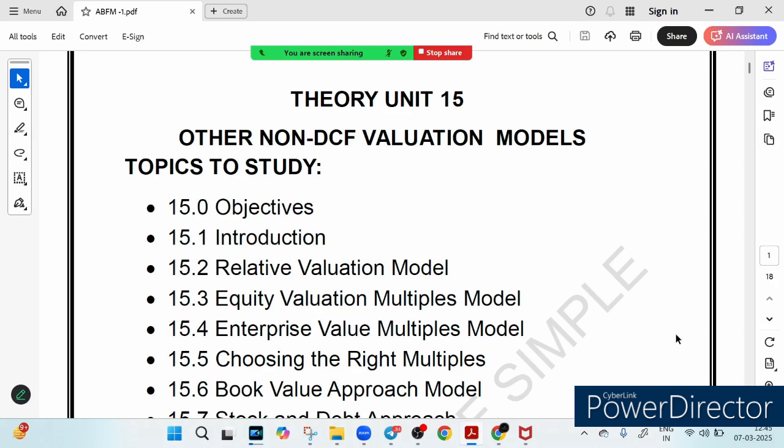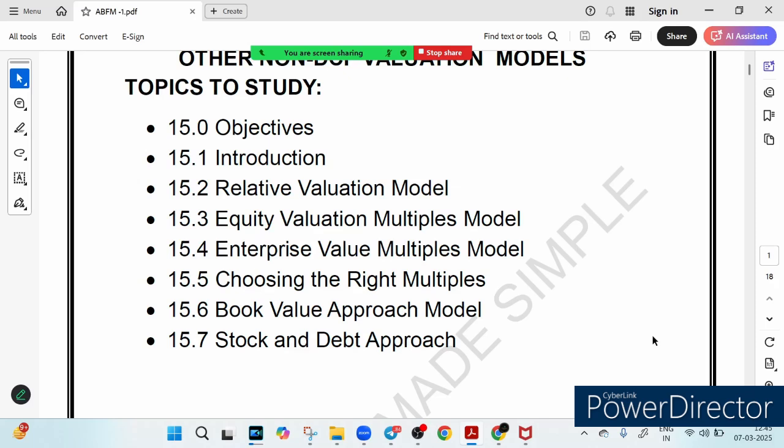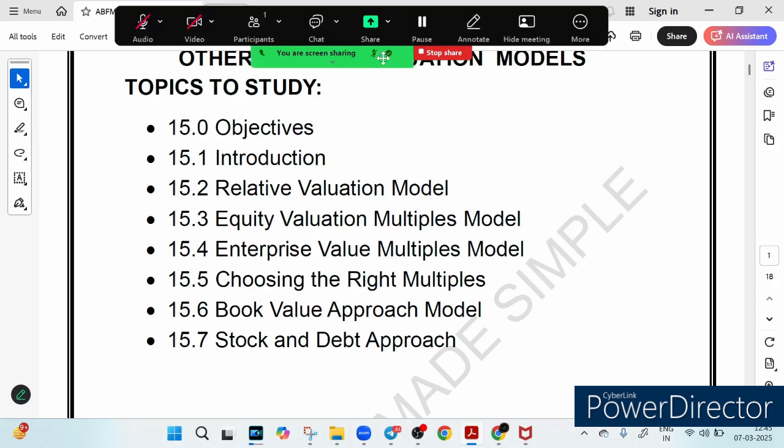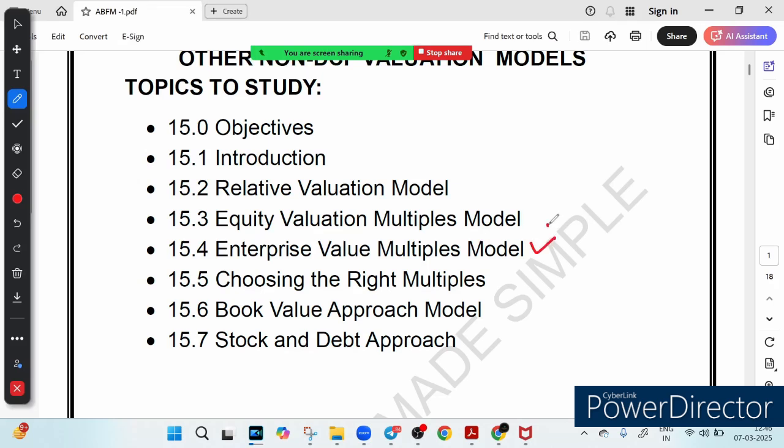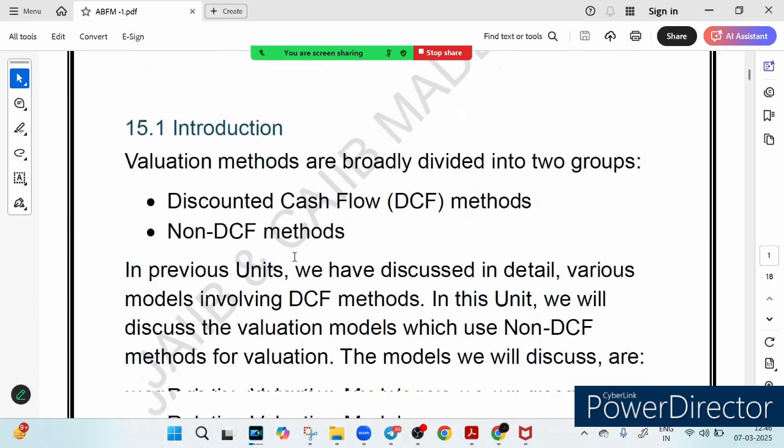First of all, we will see the introduction, we will see the relative valuation model, we will see some equity valuation multiple models, and enterprise value multiple model, choosing the right multiple, book value approach model, and stock and debt approach. So let's get started with our first topic, which is our relative valuation model, which is introduction.